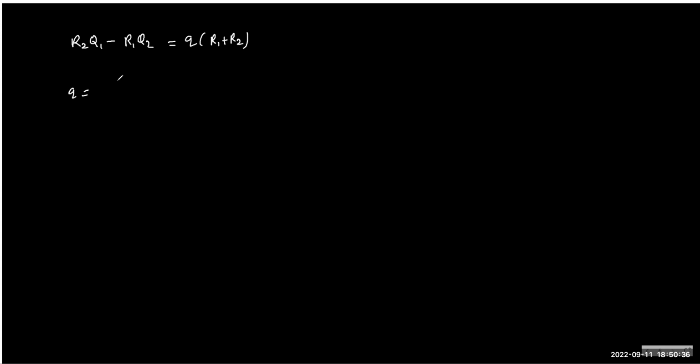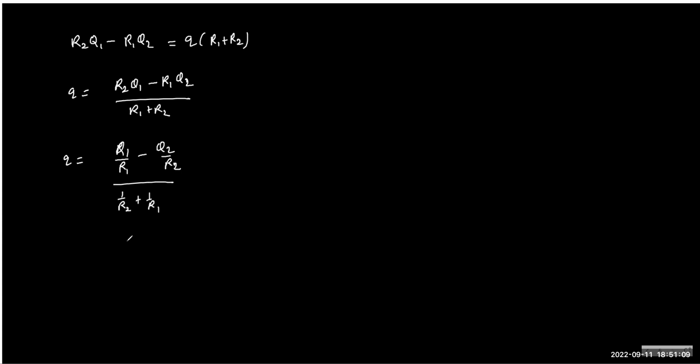So we got Q equals to how much? R2 Q1 minus R1 Q2 upon R1 plus R2. And this we can write in a nice form by dividing by R1 R2. We got Q1 by R1 minus Q2 by R2. So we are dividing the numerator as well as the denominator by R1 R2. I hope this is clear.